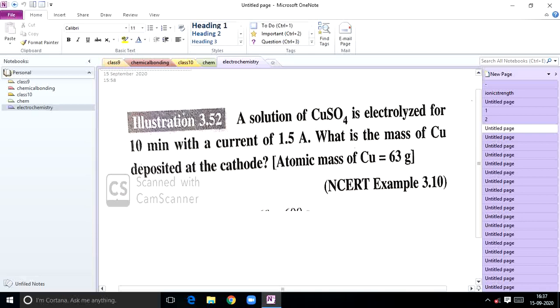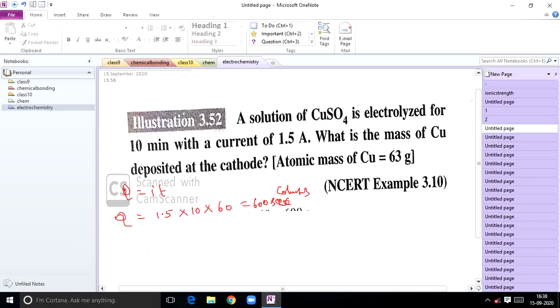So here, very easy. You already know Q is equal to IT. I means how much here? 1.5 amperes into 10 minutes, 10 into 60 seconds, right? So that is equal to 600 seconds. Total Q value you will get in terms of coulombs, 600 coulombs. Q value is 600, right?